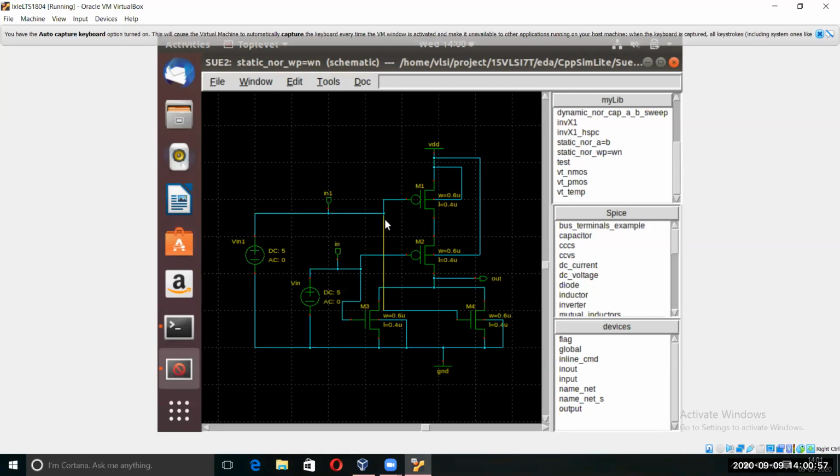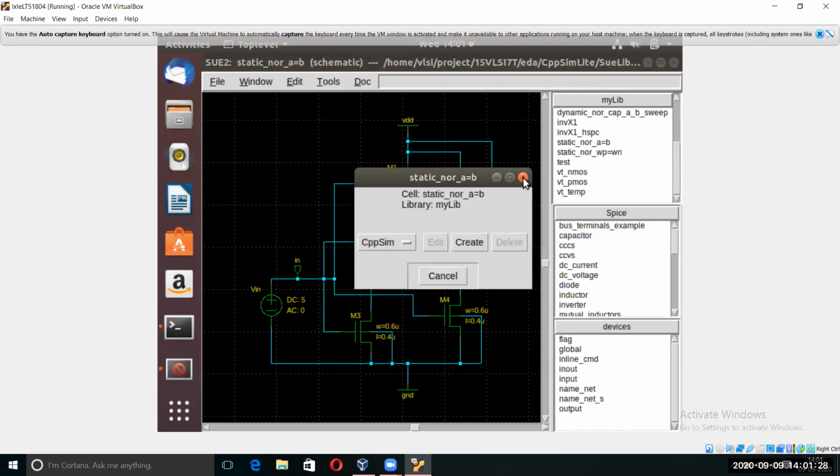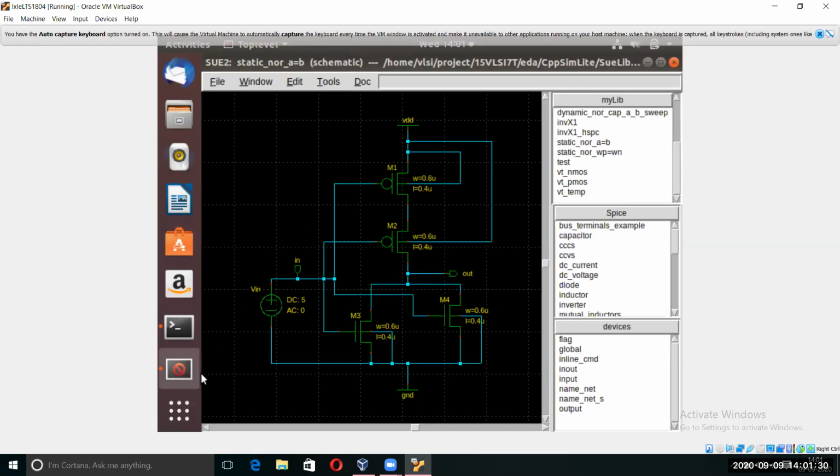So the only difference I'm saying is that earlier we had only one voltage source and connected both A and B to it, because A equals B. Now when A and B values are different, we have to give two voltage sources. That is the main difference. The sizes will be the same for all. Here you can mark the difference.